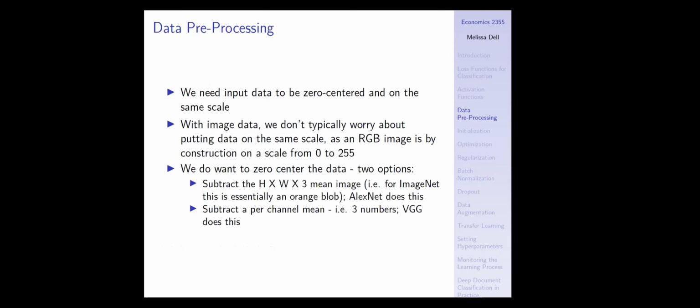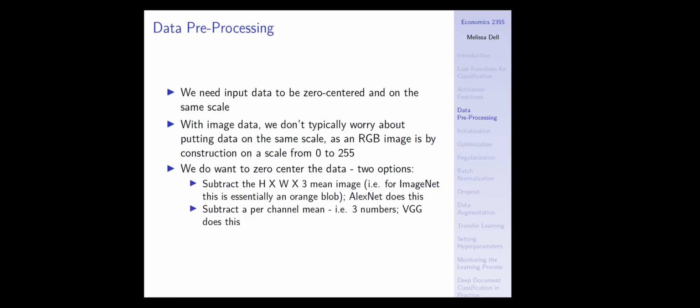Okay, so data preprocessing is very simple. We need input data to be zero-centered and on the same scale. You get an intuition for why you want your inputs to be zero-centered just from the ReLU function that we just saw. And we'll talk about why it needs to be on the same scale when we talk about optimizing. Essentially, if your data aren't on the same scale, it's going to be a lot more difficult to optimize your loss function.